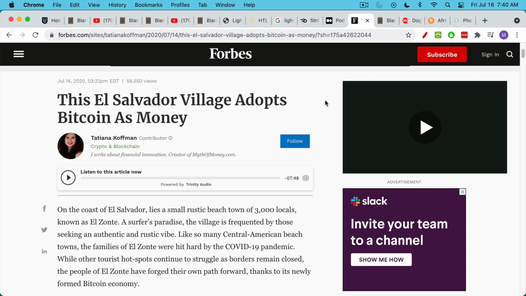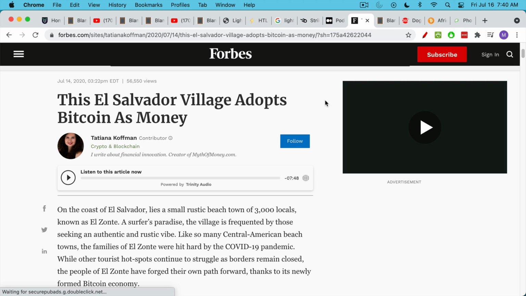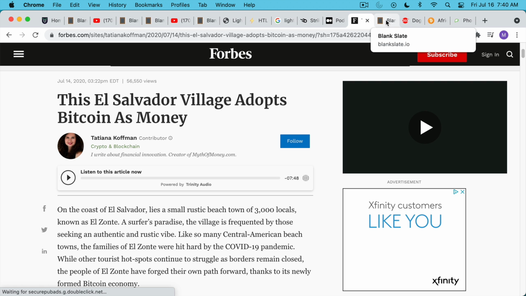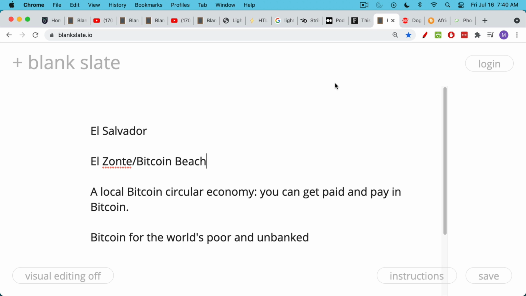I'd be remiss if I didn't talk about Bitcoin Beach, or El Zonte, which is in El Salvador. This is really the first hyper-Bitcoinized location in the world, where a lot of commerce is using Bitcoin. So it's become a true Bitcoin economy, a circular economy where you can get paid in Bitcoin and you can pay in Bitcoin. You can buy tacos, you can receive remittances, you can otherwise receive tourist dollars.